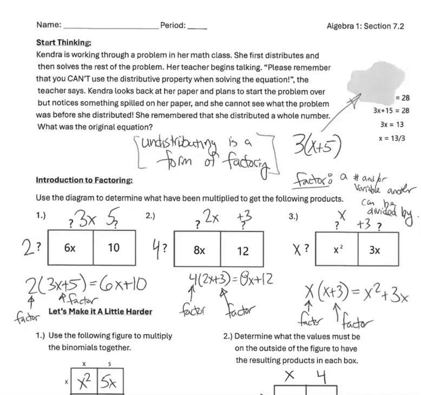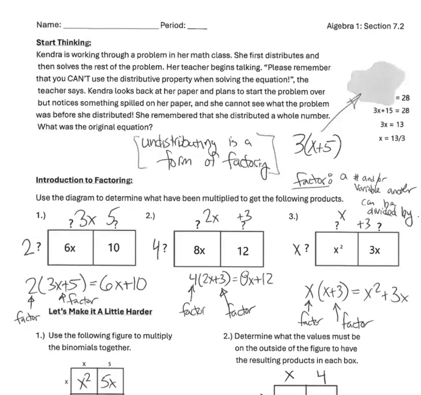So if after one step she got to the point where it was 3x plus 15 equals 28, and she needs to know what it was before she distributed, then you distribute in by multiplication. So if we want to undo that, undistribute, you would divide out. She must be dividing out some number that was the same. And what that number turns out to be is the number 3. She ended up distributing in a 3 by multiplication, so she divided out a 3 through division.